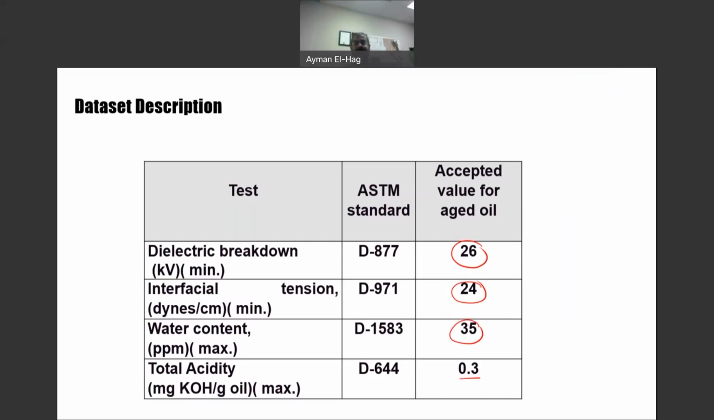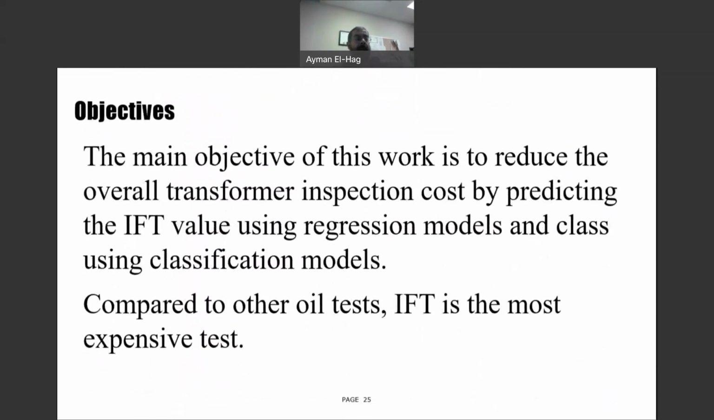Now, once we understand the tests, let's come to the problem formulation. What do we want to do? The objective here is to reduce these tests. These tests are done on a regular basis. So we were thinking, let's predict some of those tests, because as you can see, all these tests are related to contamination and aging. So maybe I can predict some of the tests using existing tests, and this will save a lot of money for my utility. I don't need to do all these tests if I can accurately predict certain tests.